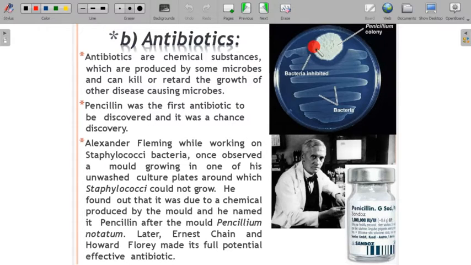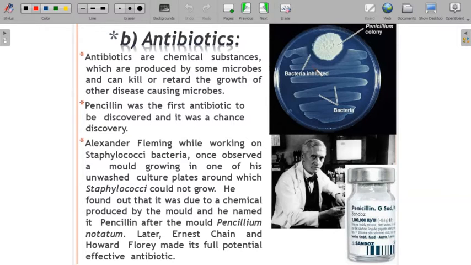But you can see surrounding this area, some secretion is produced by the penicillium. This fungus Penicillium is able to produce one chemical which is shown here. When the chemical is produced, it stops the growth of the microbe. So the chemical produced by Penicillium notatum is able to kill or stop the growth of a bacterium. So this is a small history of penicillin.